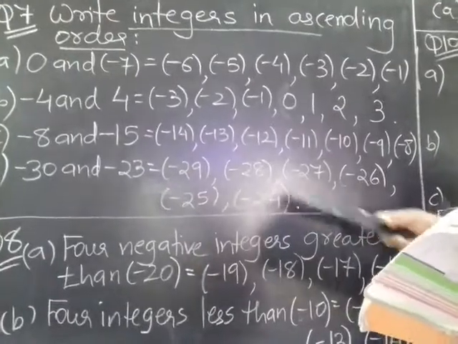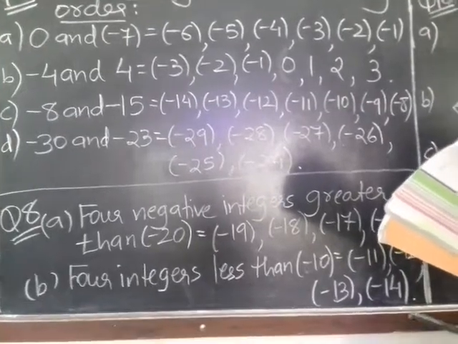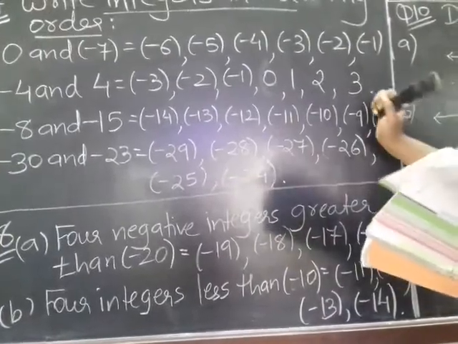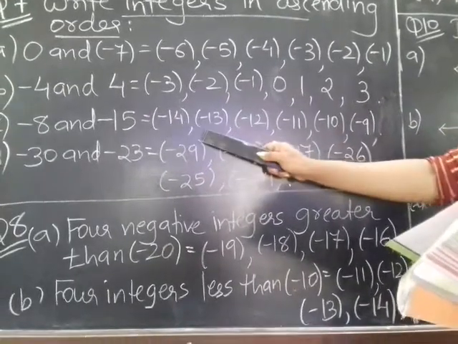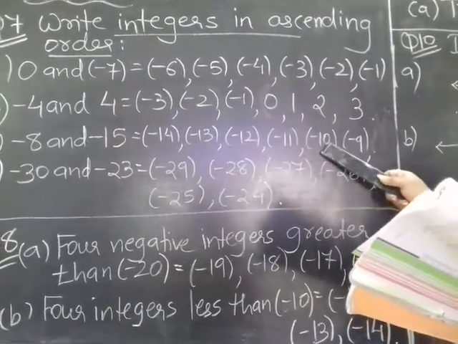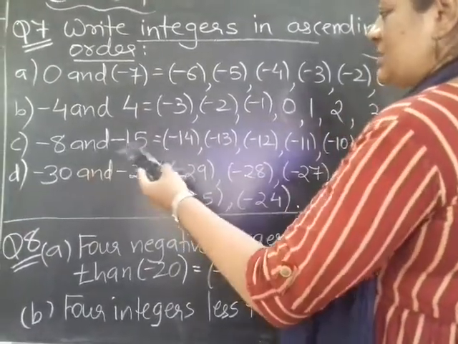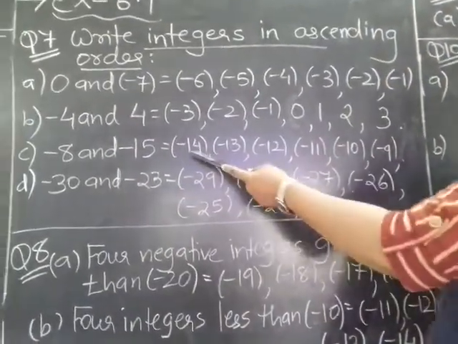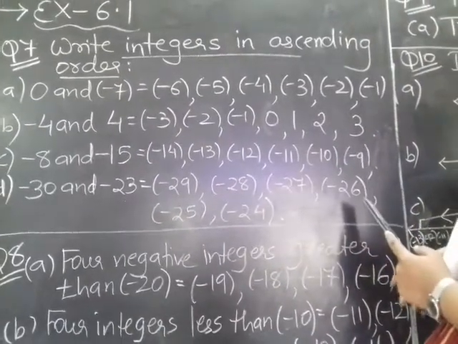Then for part C, minus 8 and minus 15. So here minus 8 will not come. So minus 14, minus 13, minus 12, minus 11, minus 10 and minus 9. We have to write the integers in ascending order, that is small to big, between this given pair. So now we have minus 14, minus 13, minus 12, minus 11, minus 10 and minus 9.